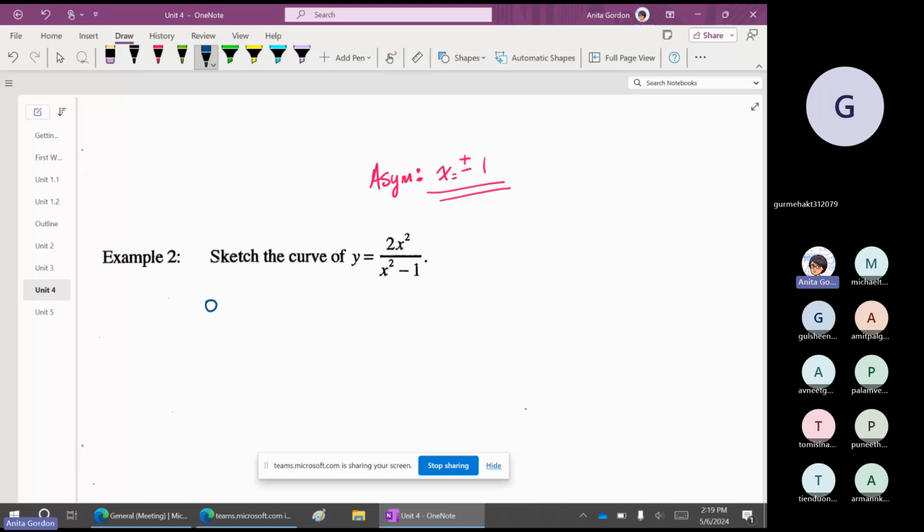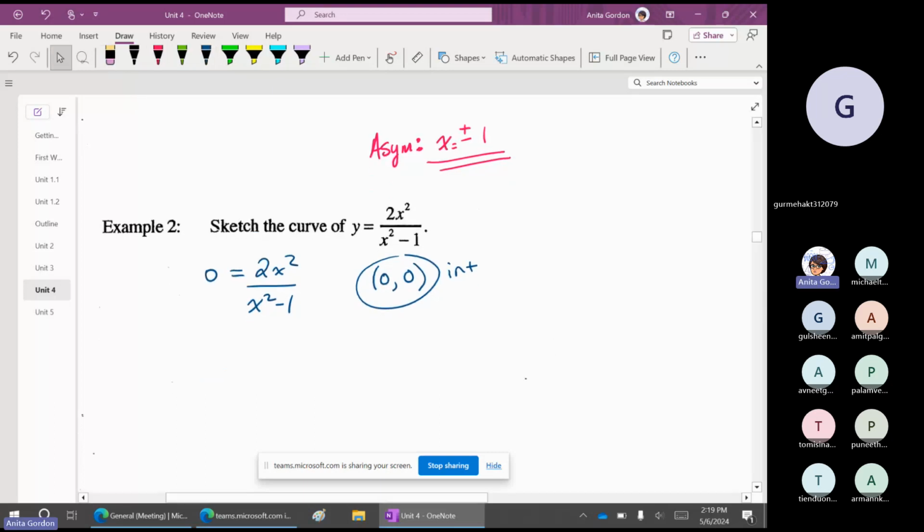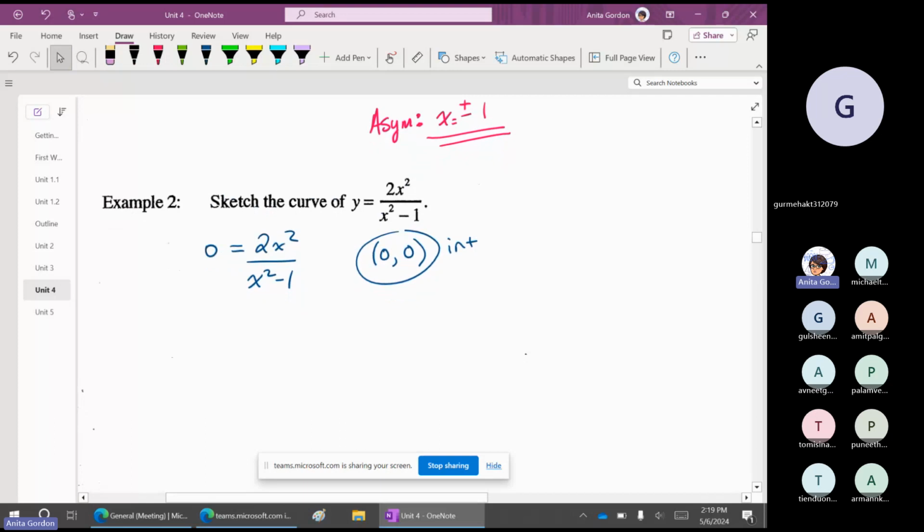If y is 0, what values of x will make that happen? Okay, so 0, 0 is an intercept. If I put x is 0, well, I guess that takes care of that too. Only one intercept. It is both the x-intercept and the y-intercept. So that was a 2 for 1. Easy. Okay. Moving on. Let's talk about symmetry.